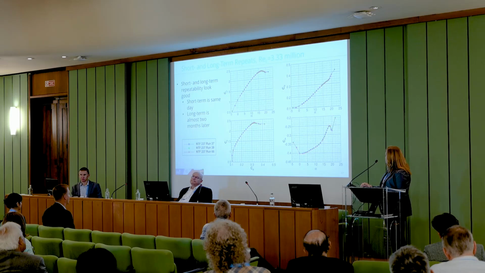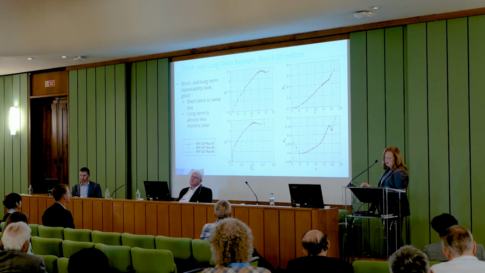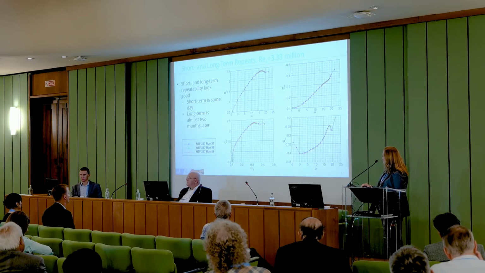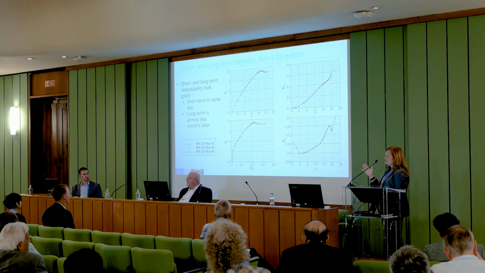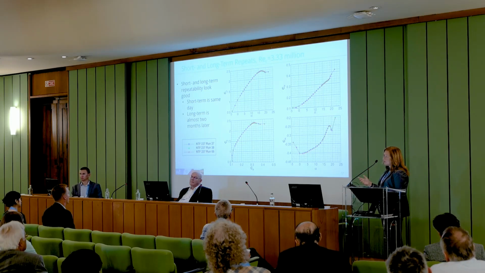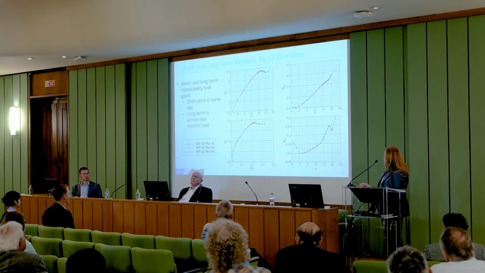Okay, and then just to show some of the data, first look at the short and the long-term repeats. So this is a Reynolds number of 3.33 million. I show both short-term and long-term on this plot. The short-term was the same day, so we did one run, at a certain Mach and Reynolds number, and then we would do some other runs, and then we came back and did that run again. And then the long-term was almost 2 months later. We ran the same exact condition. And as you can see, the repeatability looks good at 3 million.